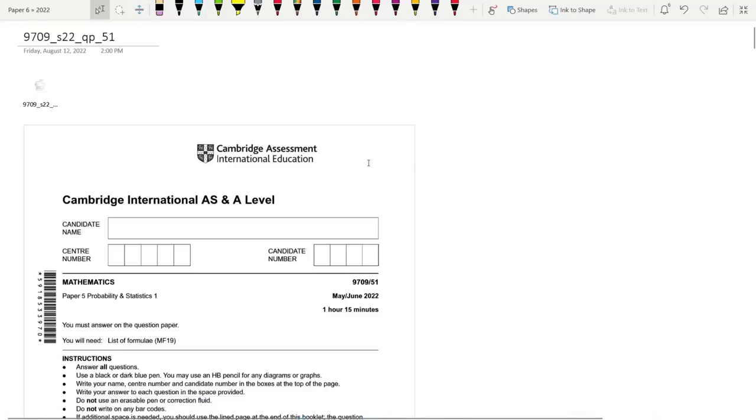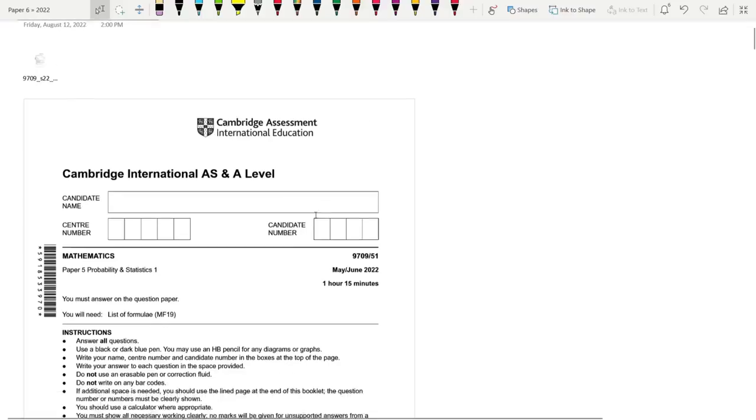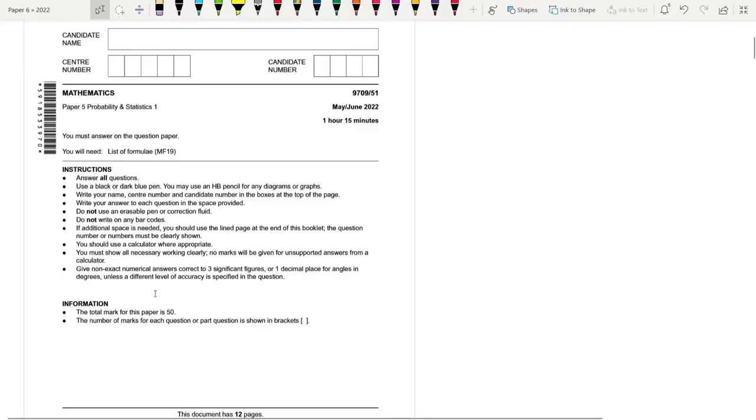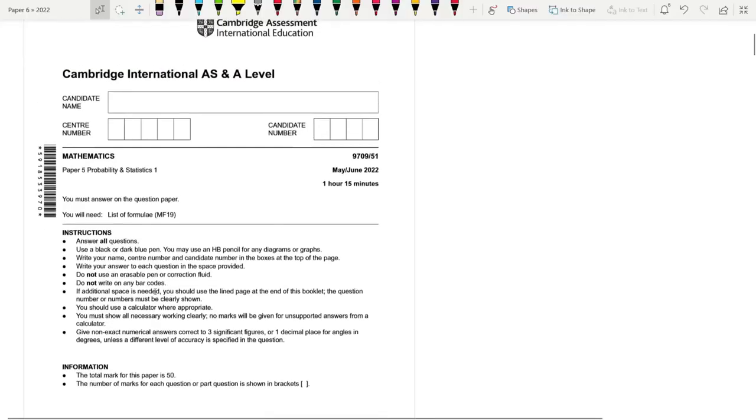Hello, we're solving this math paper today. This is 9709, May/June 2022, paper 5-1. We have 1 hour 15 minutes and we have access to the formula booklet MF19. It's a 50-mark paper. So let's look at the threshold before we proceed.